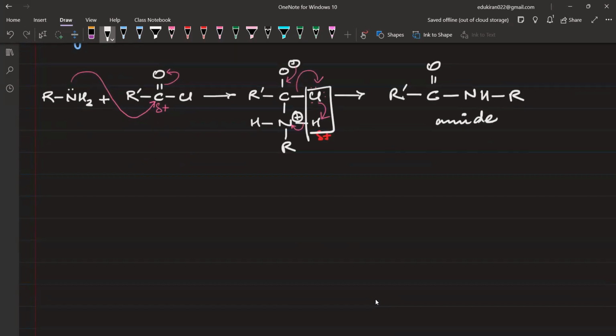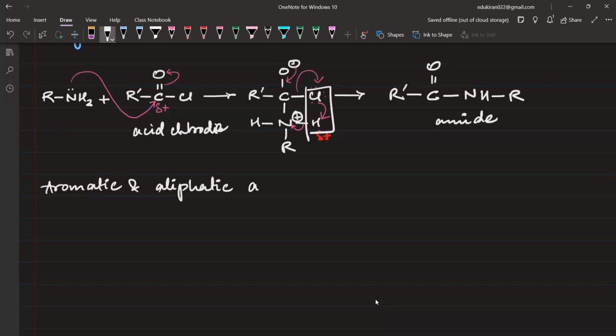This is acid chloride. A similar reaction happens. I will write all the reagents, but please write aromatic and aliphatic amines. The important thing is that only 1 degree and 2 degree amines are going to show this reaction, because unless nitrogen has a hydrogen, this chlorine cannot attack. And 3 degree amines will not have a hydrogen atom. That is why this reaction will not happen and it will go back to RNH2 and acid chloride.